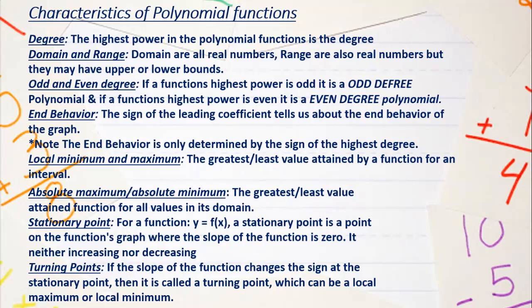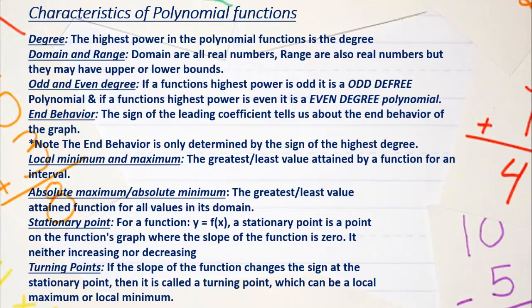Next, we have the end behavior. The sign of the leading coefficient tells us about the end behavior of the graph. So, for example, if we have a negative sign, like negative 2x plus 1, or negative 2x minus 1, then the graph would have a sad face, because as we have studied in the junior classes, when there is a positive sign, it is a happy face, and when it is a sad face, it's a negative sign.